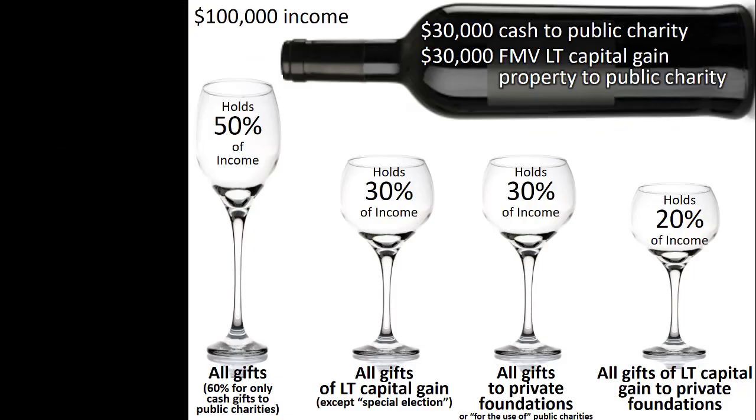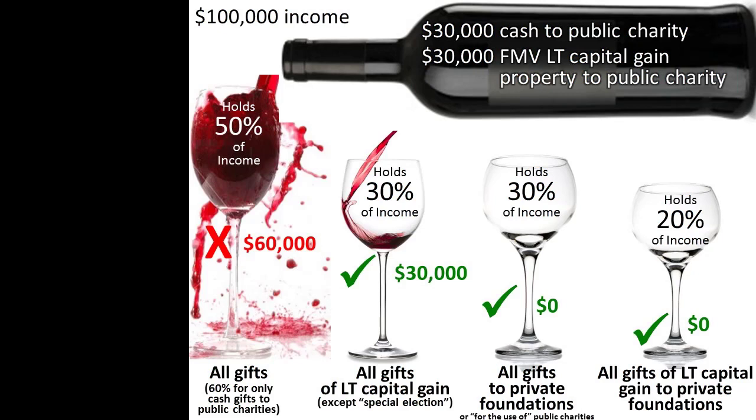In this next example, the donor once again has $100,000 of income. During the course of the year, the donor has made a total of $30,000 of cash gifts to public charities and $30,000 of long-term capital gain property gifts valued at fair market value to public charities. The first glass holds up to 50% of income, in this case $50,000, or 60% of income if it is holding only gifts of cash to a public charity.